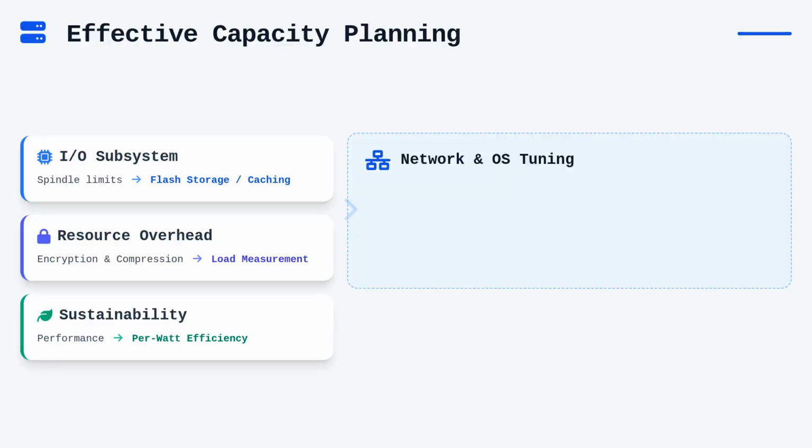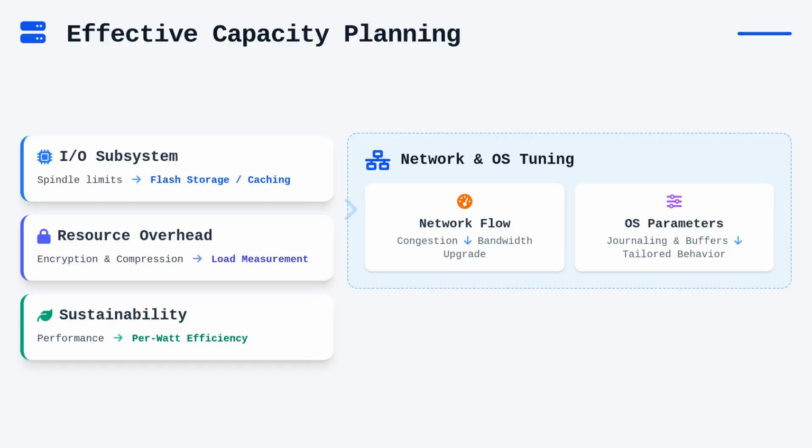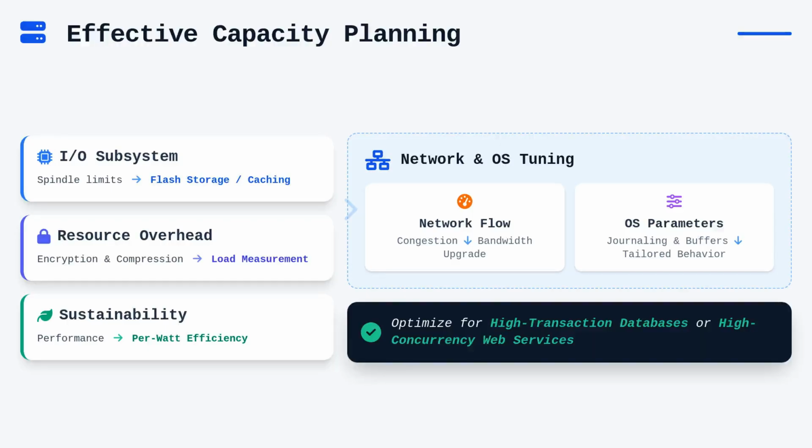If your throughput remains constrained despite storage optimization, investigate your network configuration for congestion that might indicate a need for increased bandwidth or hardware upgrades. Ultimately, tuning OS parameters, such as adjusting file system journaling or network stack buffers, serves to specifically tailor your OS behavior for either high-transaction databases or high-concurrency web services.